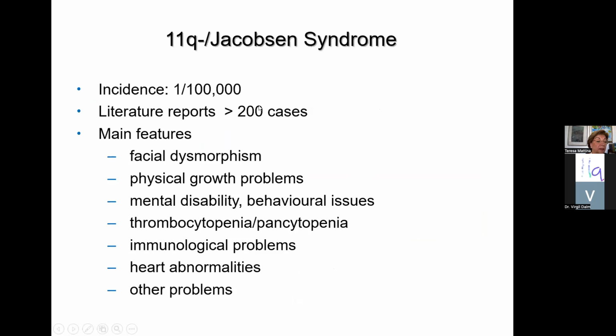The incidence is 1/100,000. There are few cases reported in the literature, and we know quite well what the main features are. Apart from facial dysmorphism, physical growth problems, and disability, the most important aspects are lack or reduced platelet number and function, immunological problems, heart abnormalities, malformations, and there may be problems with any organ.